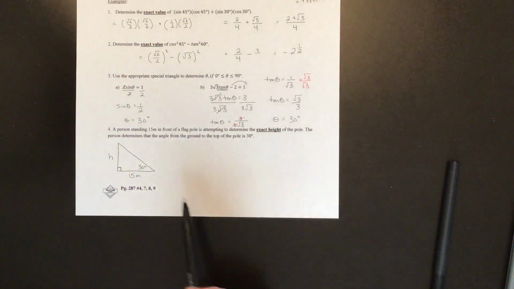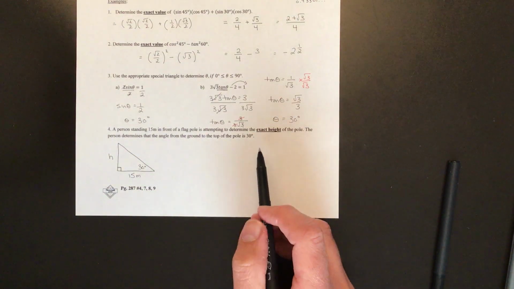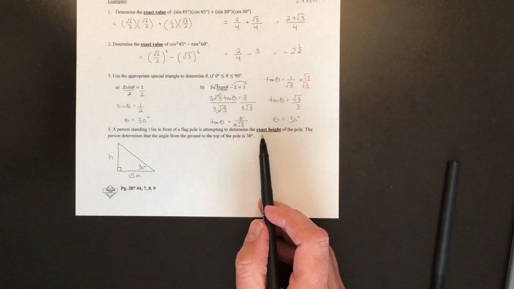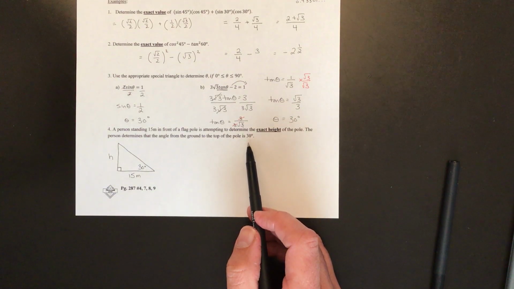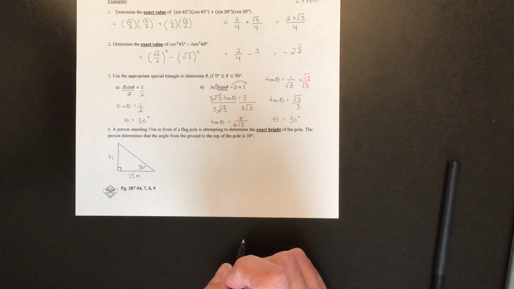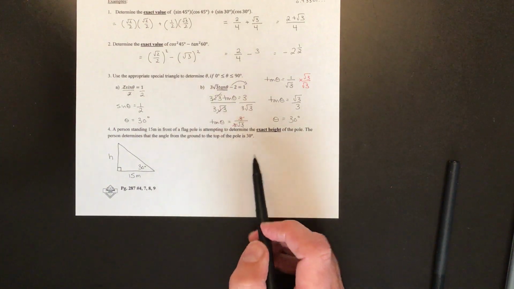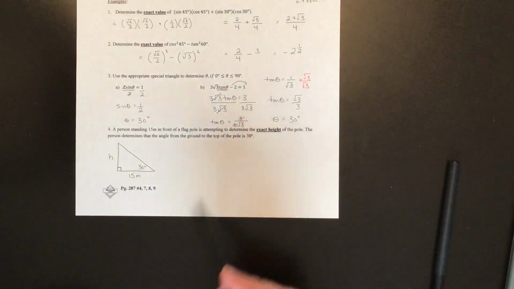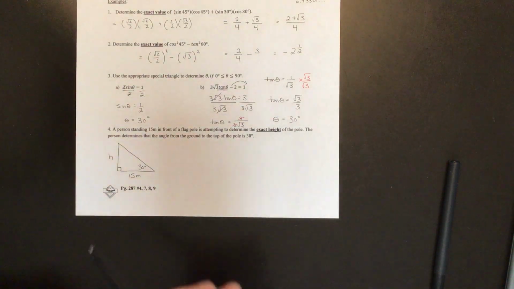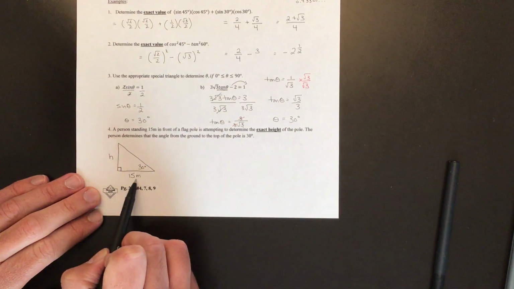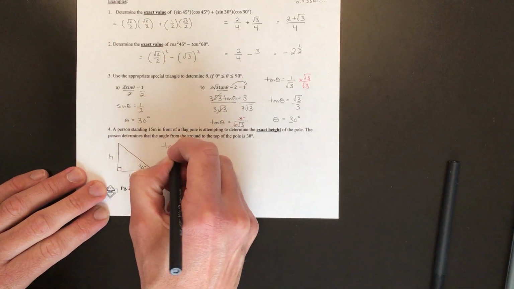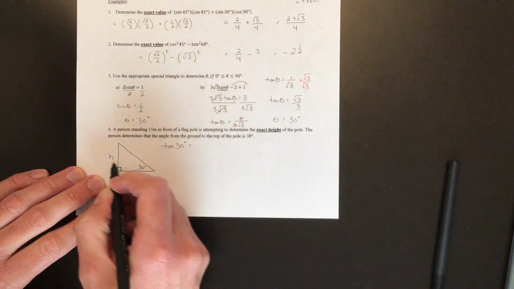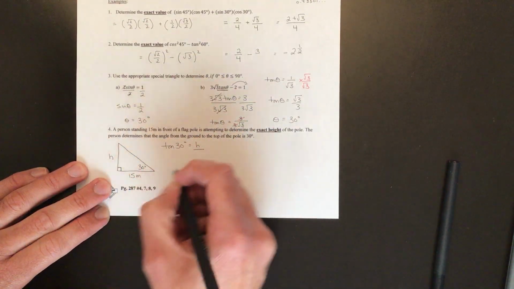Now, sometimes students ask me, well, what if it's not 30? What if it's like 40 degrees or 50 degrees? Well, if it's 40 or 50 degrees, you can't determine the exact height. It's not possible. So it has to be 30, 45, or 60 in order to get an exact value. So there will never be a question that will ask you for the exact height or the exact anything with an angle that's not 30, 45, or 60. So in this question I have opposite, I have adjacent. So I'm going to do the tan of 30, opposite, adjacent.